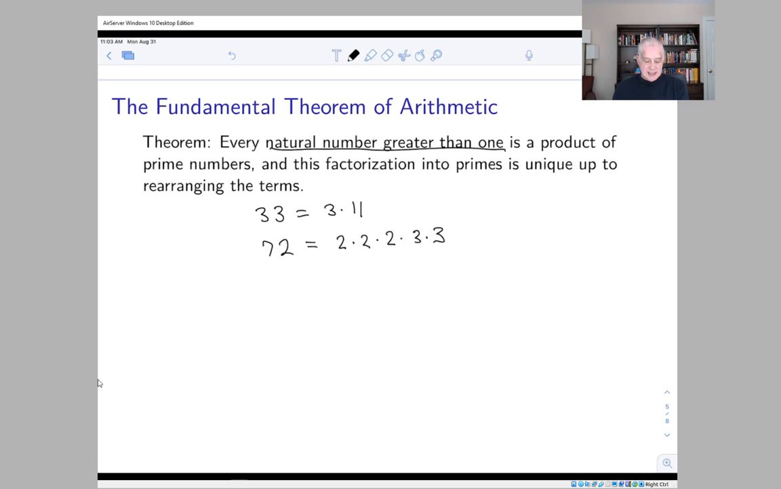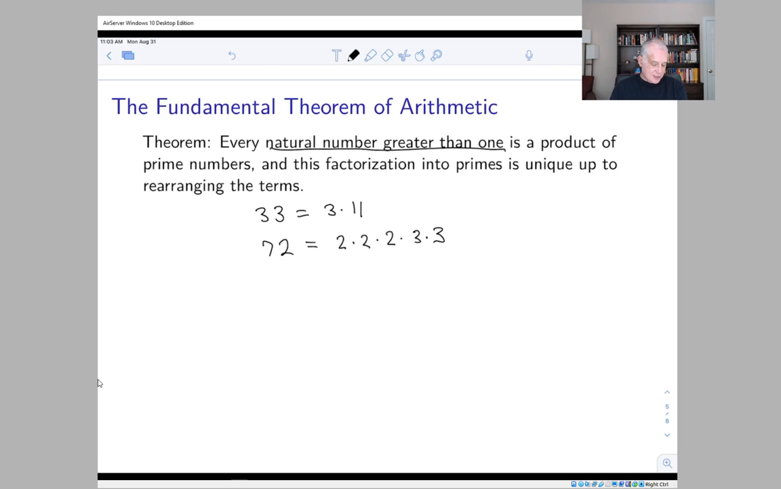And it also says that you can really only do this in one way. That's not strictly speaking true, because you could rearrange the terms here. I could put the 3's and 2's in a different order. But up to reordering, you can only do it one way. So any factorization of 72 into primes is going to have 3 2's and 2 3's. That's called the fundamental theorem of arithmetic.